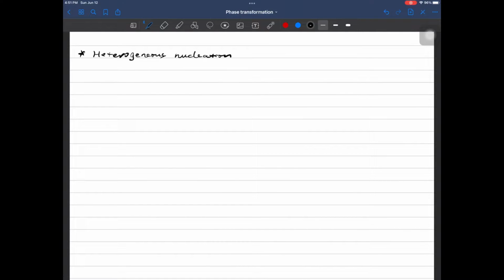Moving on to heterogeneous nucleation, again we have the liquid phase and we have the solid phase growing from the liquid phase. But here we'll make one change. We have the mold present and we have this new interface here.